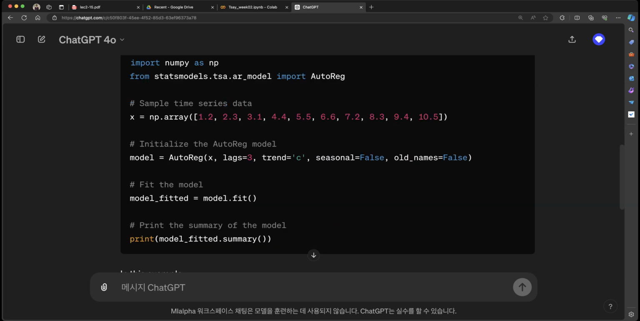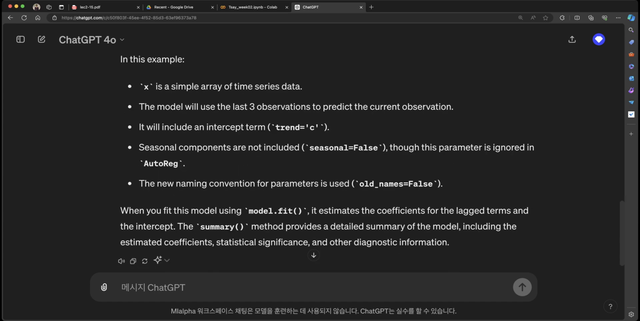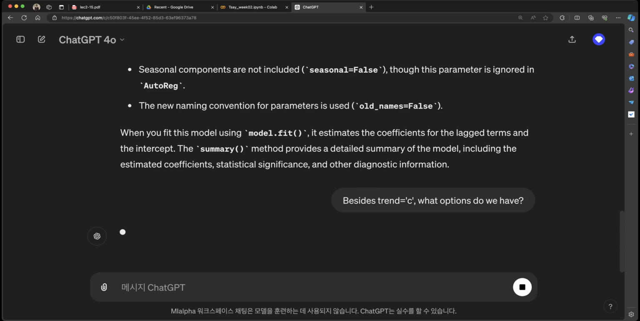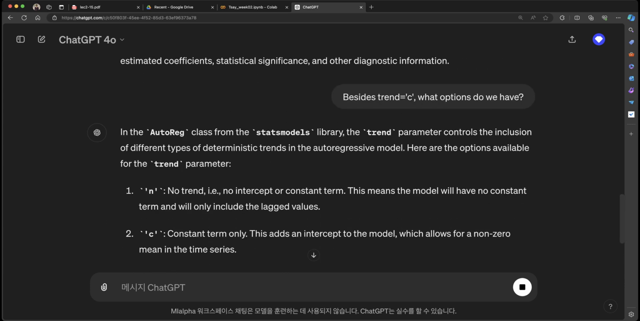Okay, so there are further examples, and this one is interesting. What options do we have? Okay, then it explains the trend options: n means no trend, no intercept or constant.